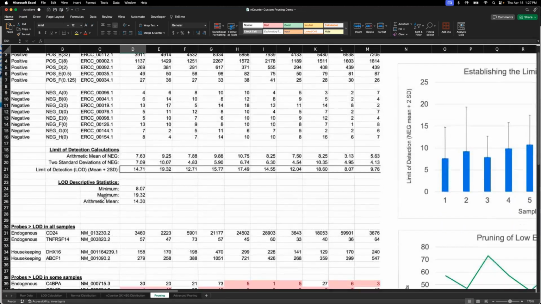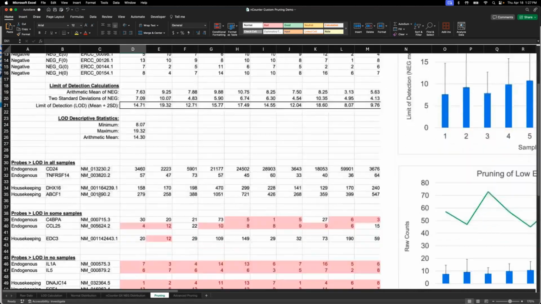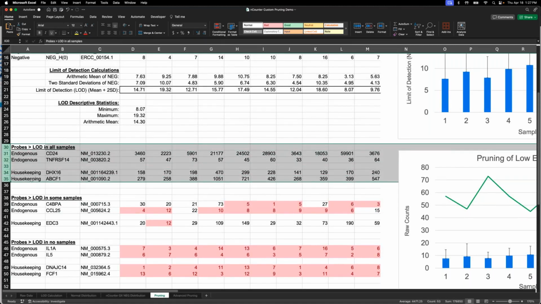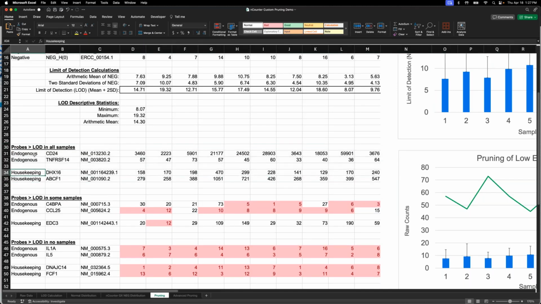The first set is right here. I'll just show you all 3. This is the first set. Basically, the probe is above background, above the limit of detection, in every single sample. I did include separate lines for endogenous probes versus housekeepers, because as I said before, it's really important to make sure you don't have below-background housekeepers in your normalization. I'm going to mention this again when we get back to the Rosalind app. But it is important to note that you can make a distinction between endogenous versus housekeeping genes.